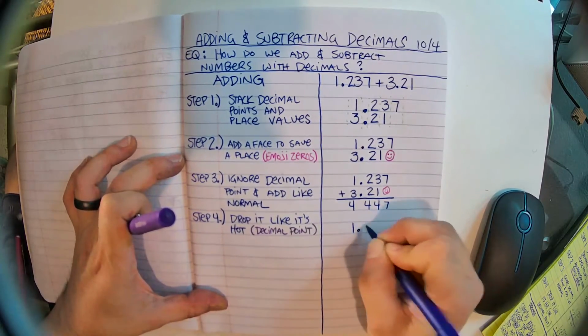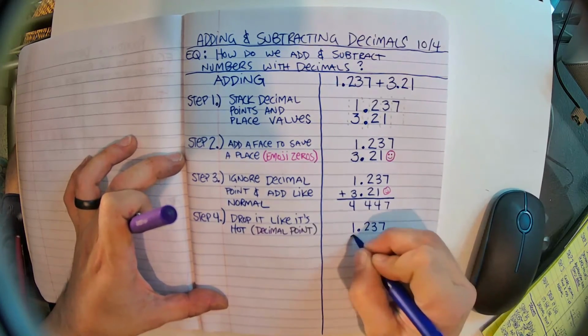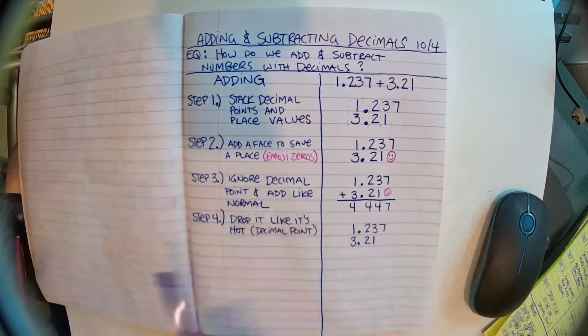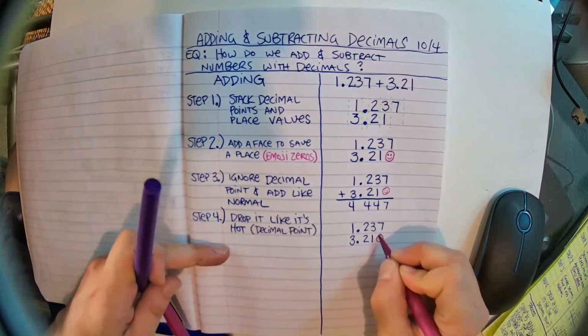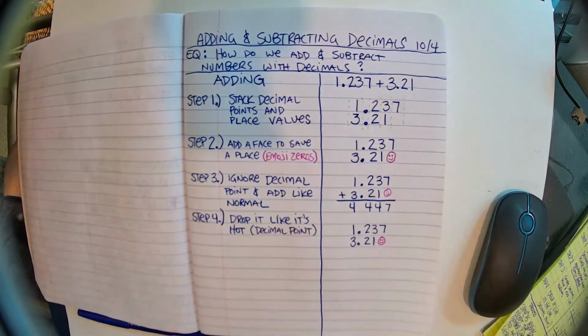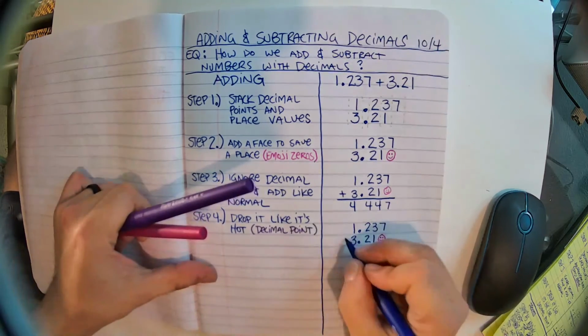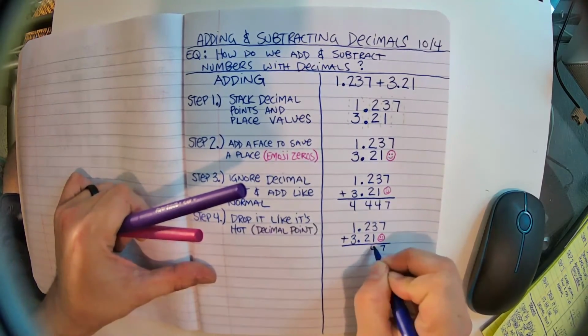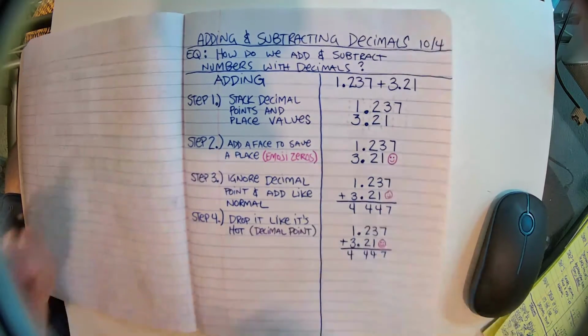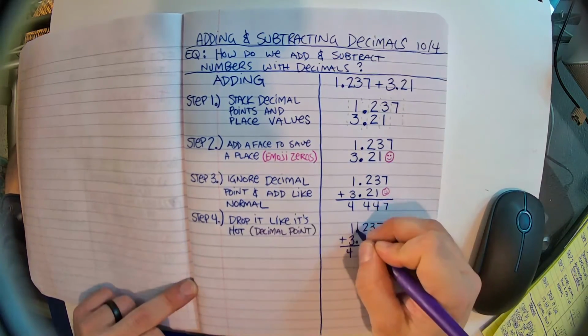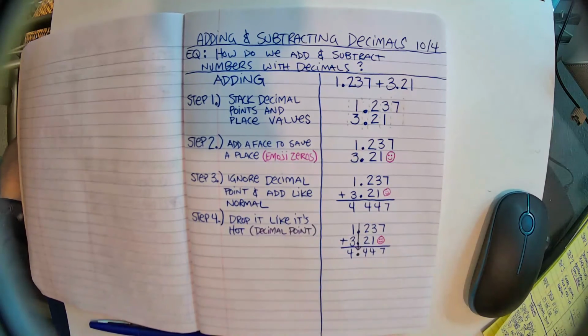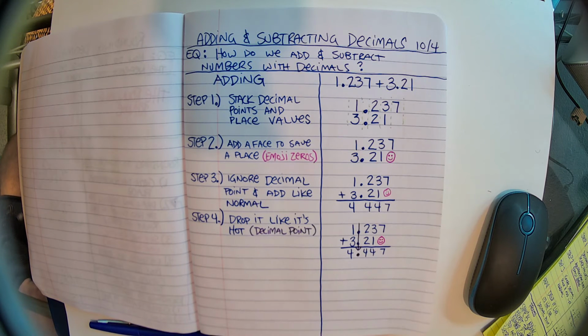So if we're looking at the problem, and we did all the work that we've already done, we stacked our decimal points, we stacked our place values, then we added like normal after we ignored the decimal point. The only thing left to do is drop the decimal point straight down in the problem. And that allows our answer to have the proper value. So we just drop the decimal point like it's hot, straight down, and that turned our 4,447 into 4 and 447 thousandths.